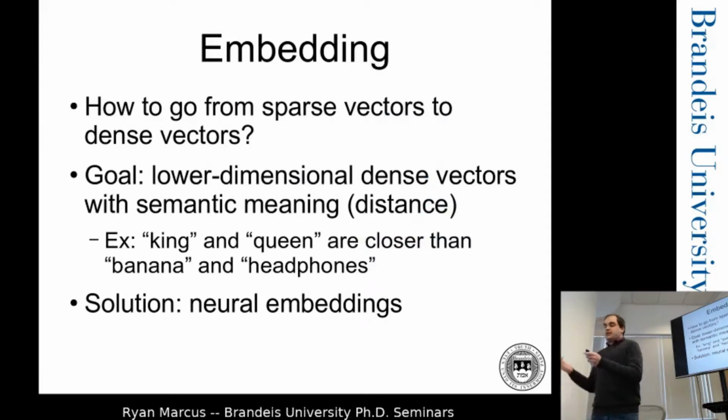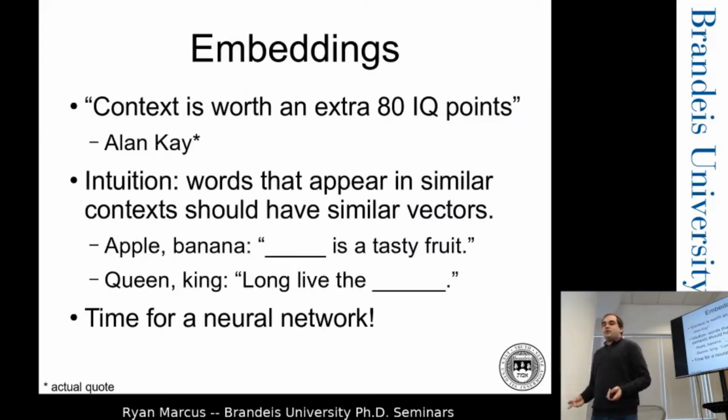And the solution from the natural language processing community is the idea of a neural embedding. The intuition behind a neural embedding is that different words appear in different contexts. For example, in the sentence, "blank is a tasty fruit," I would expect the word apple or banana, whereas in the sentence, "long live the blank," I would expect the word queen or king, and not the converse, right? "Long live the apple" is not a sentence that you're likely to hear. So how can we take advantage of this contextual information in order to create vectors?